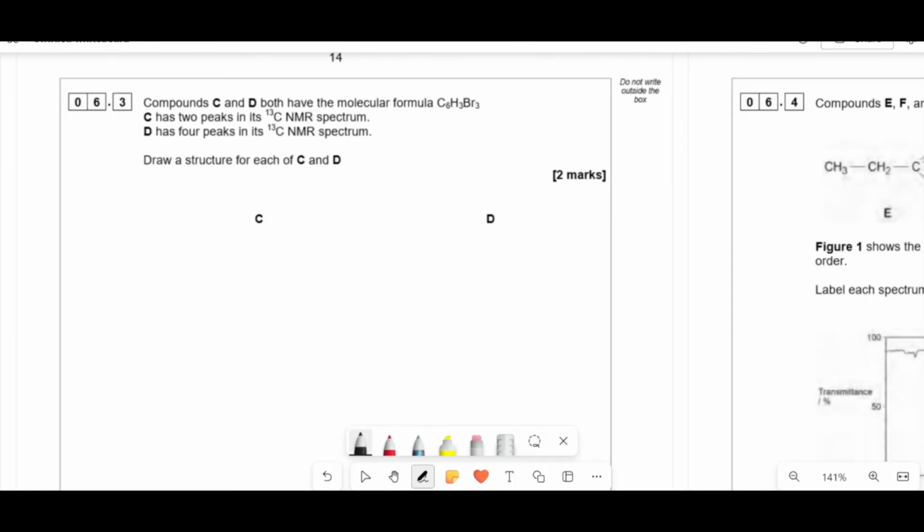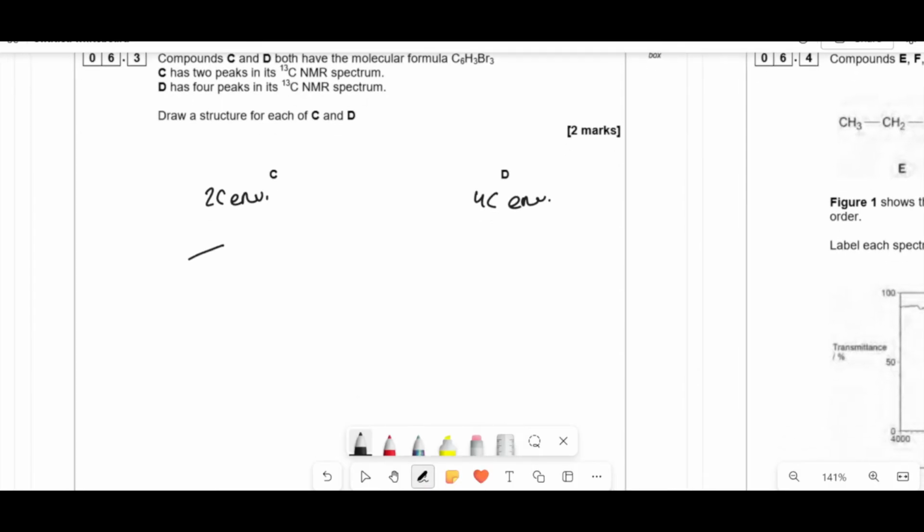So compounds C and D both have this molecular formula, C6H3Br, which suspiciously looks like a substituted benzene. C has 2 peaks in its carbon-13 NMR spectrum, so it's got 2 carbon environments, whereas D has 4 carbon environments. So what this means is we've probably got a benzene here with bromines substituted on in a way that there are 2 environments. So I'm going to try and make this as symmetrical as I can. So I'm going to put this here, here, and here.